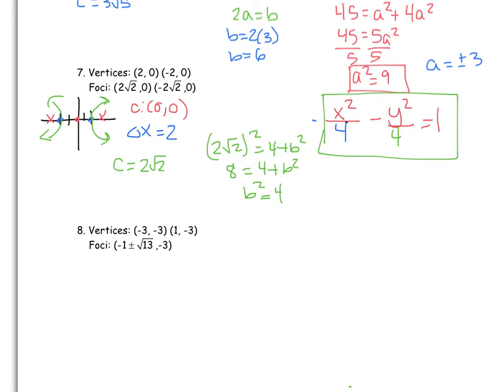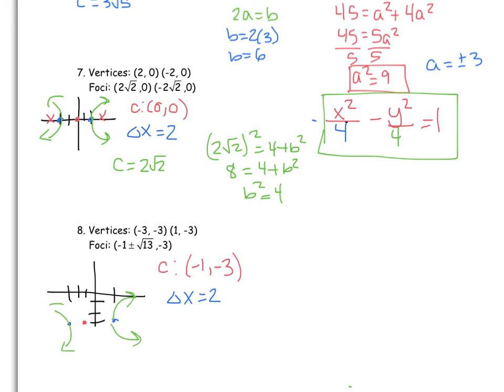Okay, one more. We've got vertices at negative 3, negative 3, and at 1, negative 3. So again, just from that, I can figure out that my center, the total distance between those is 4, so it's just 2 away. So it's going to be at negative 1, negative 3. I know that delta x is 2, and I know that this hyperbola is going to open right and left, so that means that x comes first. So I plug in my center, I've got x plus 1 squared over something minus y plus 3 squared over something equals 1, and underneath x I'm going to plug in 4.